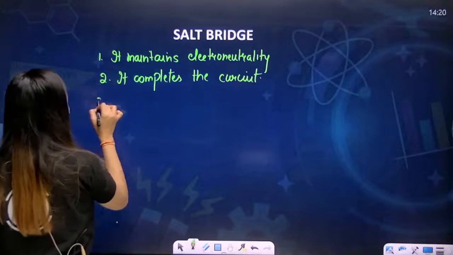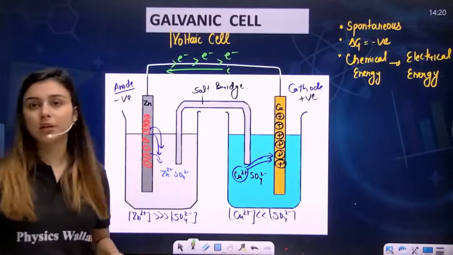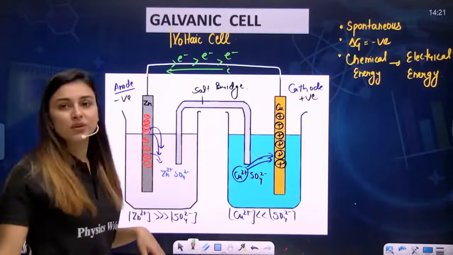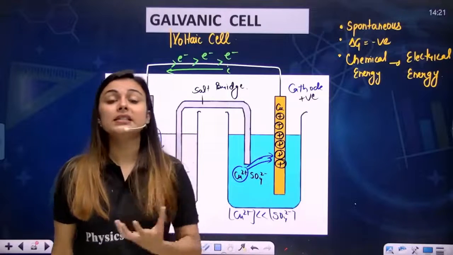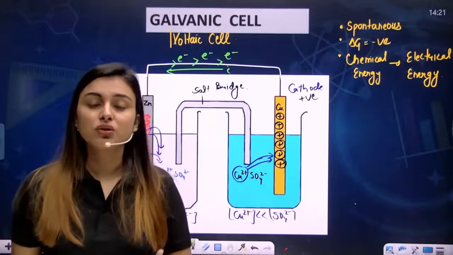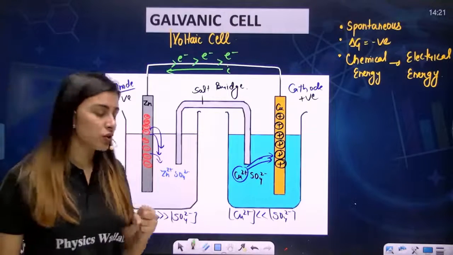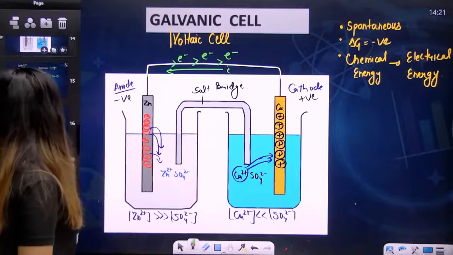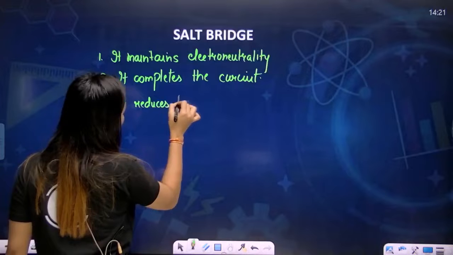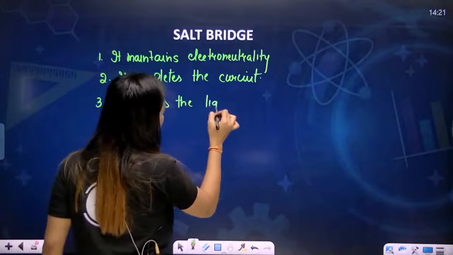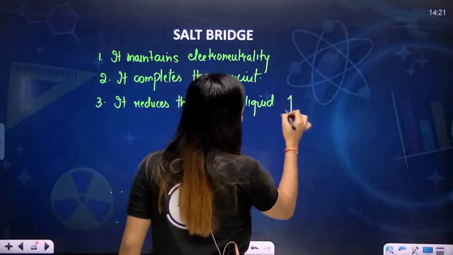Next is, my dear students, third function of salt bridge is, if you see here, when we discussed about this particular part, excess of positive charge was here and excess of negative charge was here, right? So this creates a liquid-liquid junction potential. So what salt bridge does is it reduces that liquid-liquid junction potential. So the third function would be it reduces the liquid-liquid junction potential.